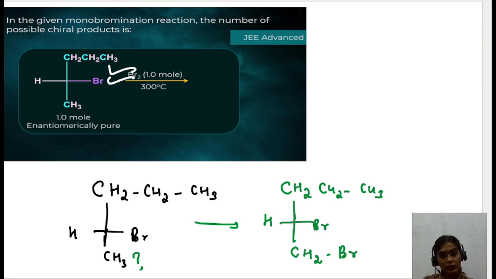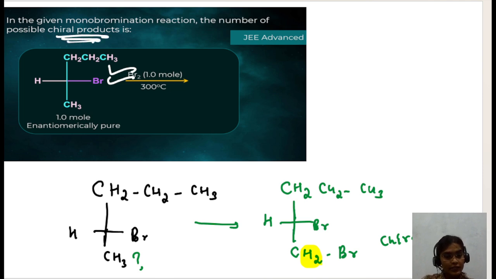But my question to you: is this chiral? Let's check whether it is connected with four different groups or not. No. If you observe here, it's already connected with two hydrogens. So yes, it is possible, but this center is not chiral. But the question does not ask about the chiral center. The question asks about the chiral product. Are you getting the meaning of this word, chiral product?